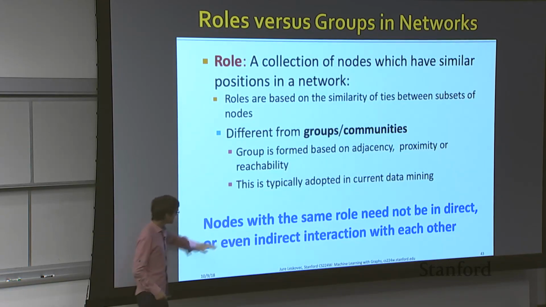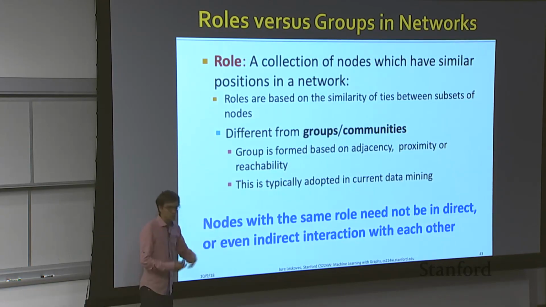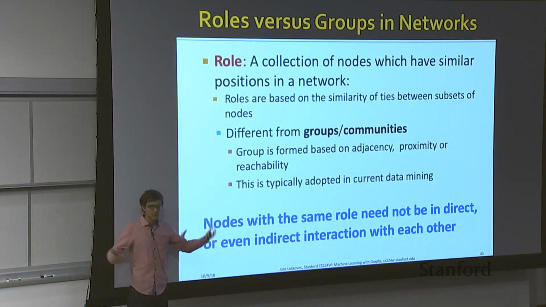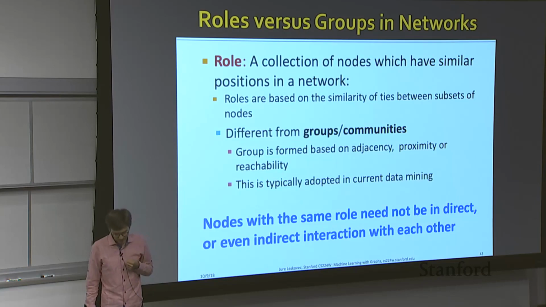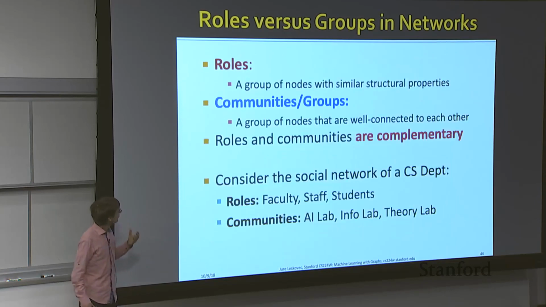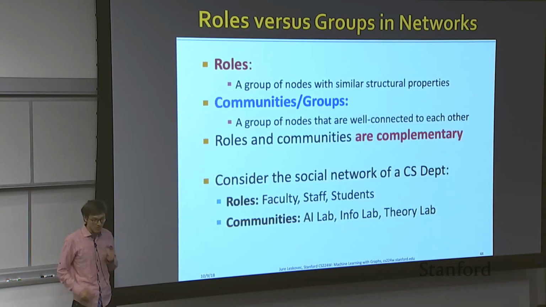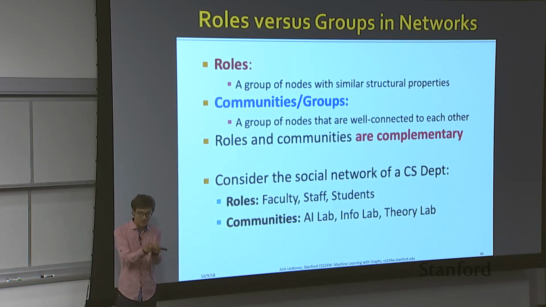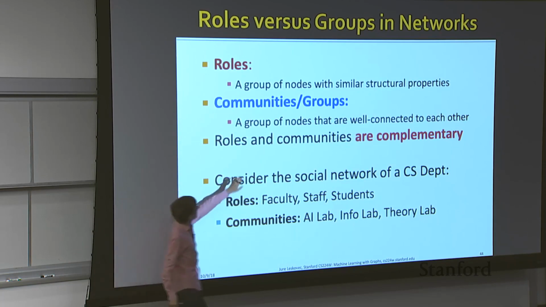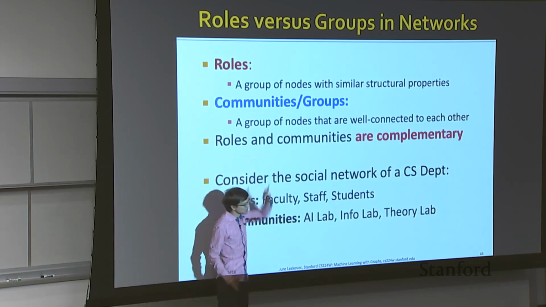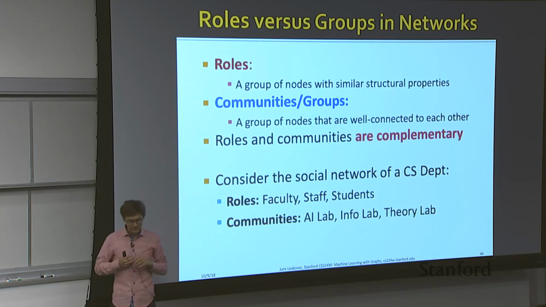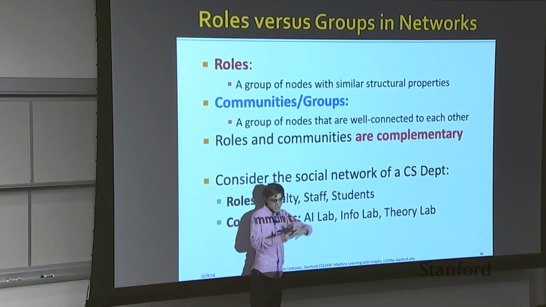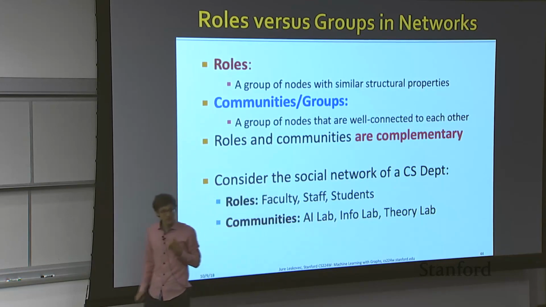So the idea is that nodes with the same role do not need to be connected to each other. They may be in different graphs or different parts of the same graph, right? To elaborate on this a bit more, roles are groups of nodes that have similar structure of networks around them, while communities or groups are groups of nodes that are tightly connected with each other. And the notions of roles and communities are two complementary concepts.